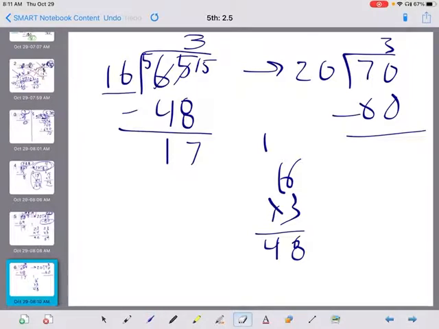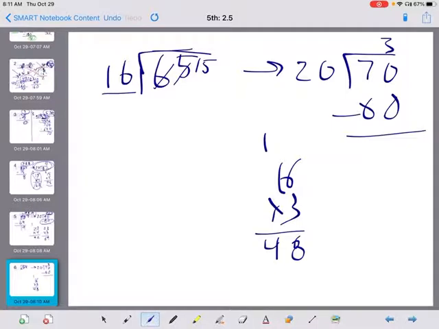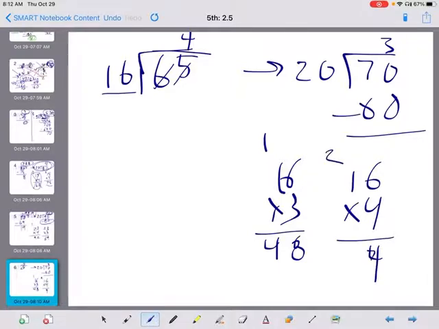So do we have to choose a bigger number or a smaller number than 3? Well, 17 is too much, so we need a bigger number up there. Oops, I've got to erase this too. We know that it's got to be bigger than 3, so let's try 4. 16 times 4. 4 times 6 is 24. 2 goes up here. 4 times 1 is 4, plus 2 is 6. So we get 64. Oh, look at that. We get 1 left. So 4, remainder 1. That's our answer for that one.